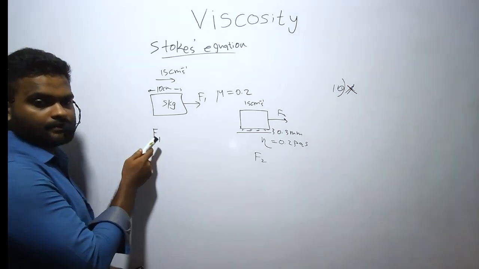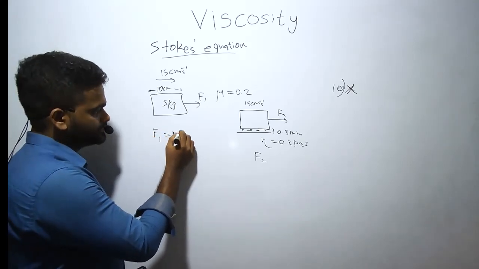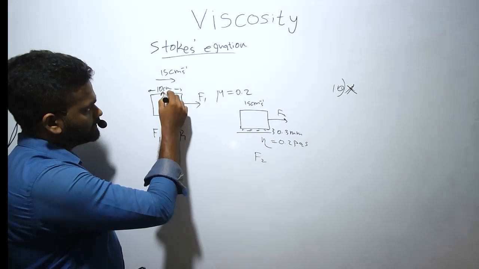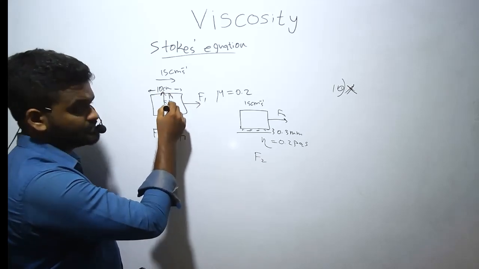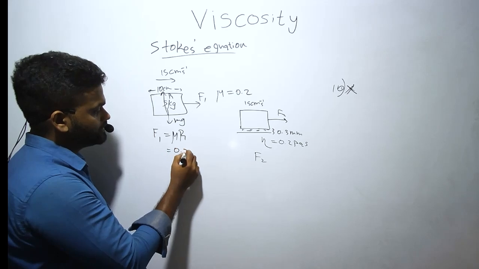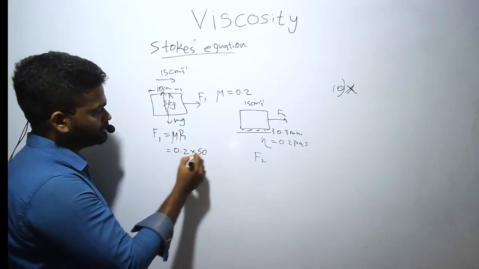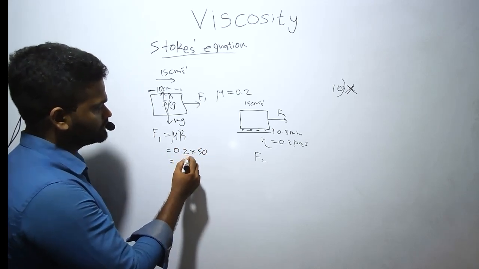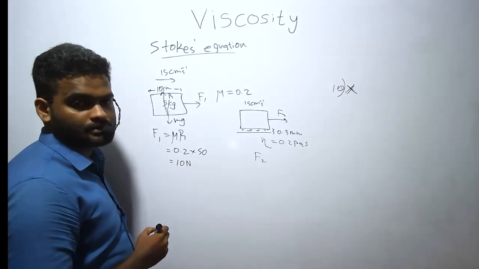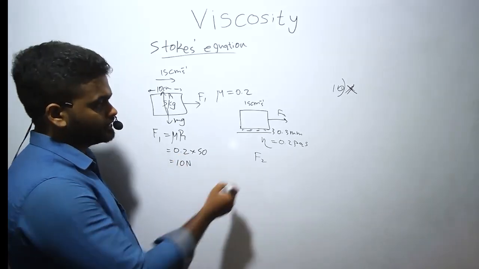So to find F1, you just apply mu R, right? So what is R here? You know that R is equal to mg. Mg means 50 Newton. Mu is 0.2, R is 50. So what do you get? 10, right? So F1 is 10 Newton. Then you have to calculate F2.